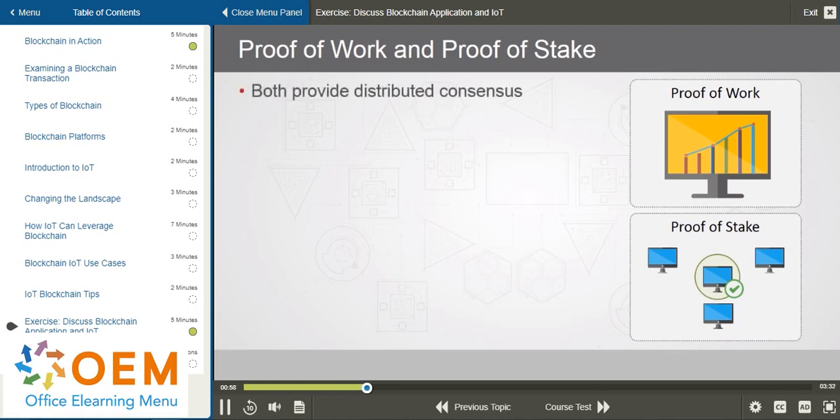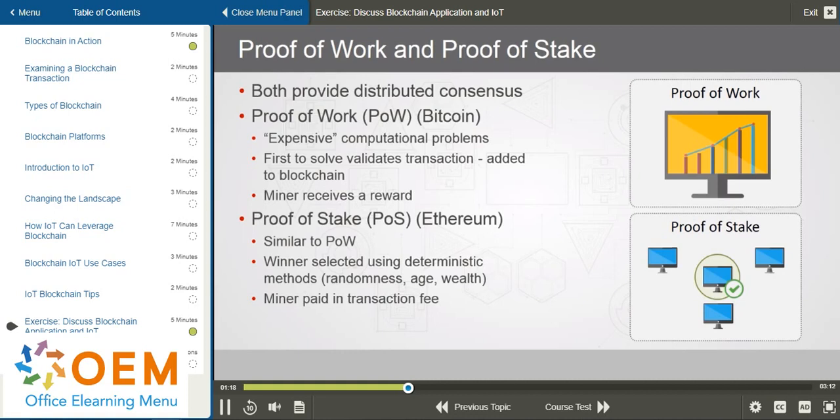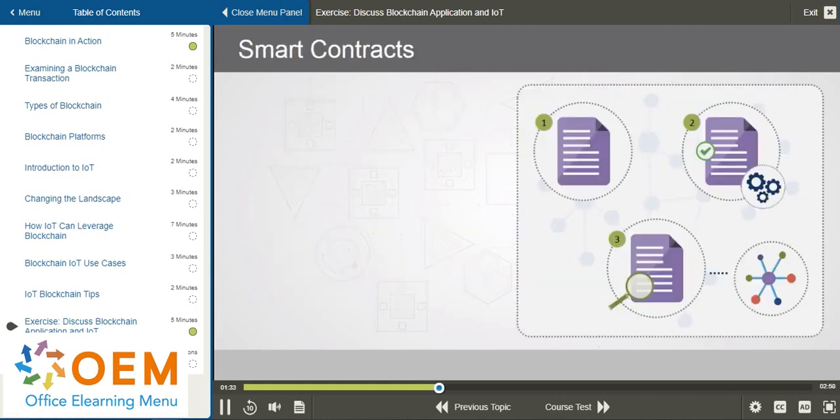Well, both provide distributed consensus, but the difference is that proof of work, which is typically exemplified by Bitcoin, is expensive in the sense of computational problems. The first user to solve a problem validates the transaction and is added to the blockchain, and the miner receives a reward. Now, proof of stake, which is exemplified by Ethereum, is similar to proof of work, but the difference is that the winner is selected using deterministic methods, things like randomness, age, and wealth, and the miner is paid in a transaction fee. Next, describe smart contracts.